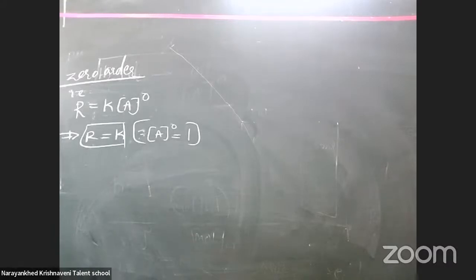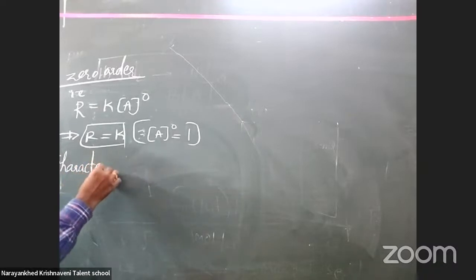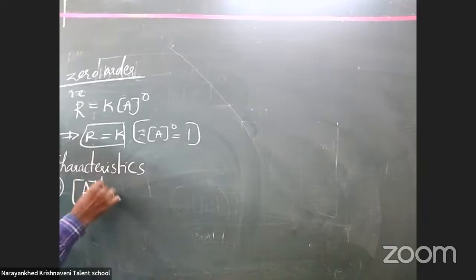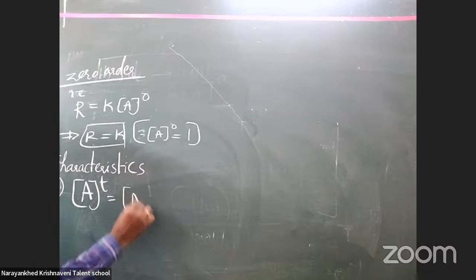Next one, characteristics of the zero order reaction. Simply write down the characteristics. Concentration of the reactant decreases linearly with time. It is a function of the time.